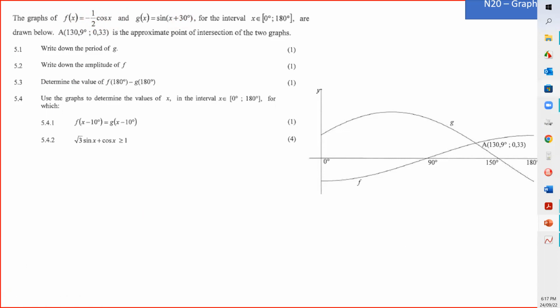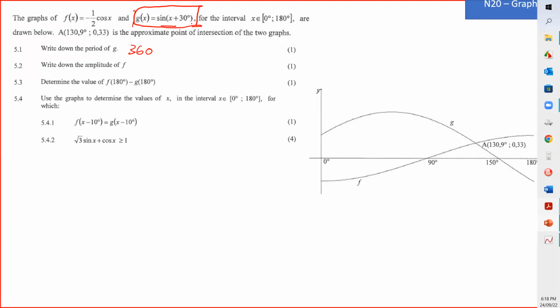Coming to this question, it wants to know from us, what is the period of g? If we look at the graph of g, there's no change in the period because the value in front of x is still 1. So our normal period for any sine graph is 360 degrees. x plus 30 means that the graph has moved 30 units to the left, but there's no number in front of x, which means our period has not been affected.